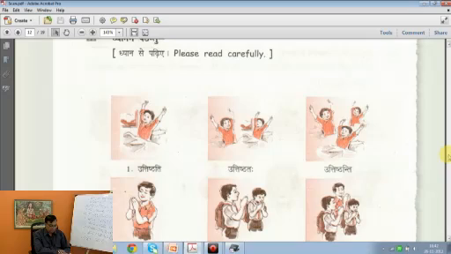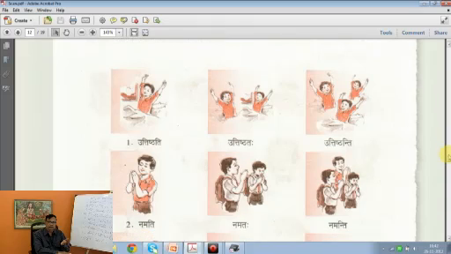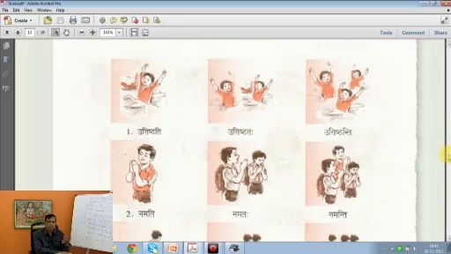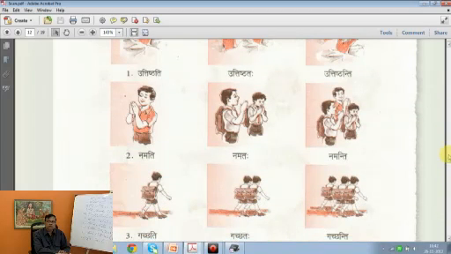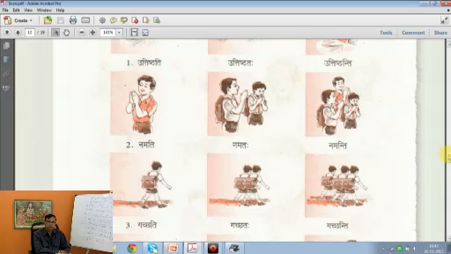Watch, we will read and see. Uttishtati, a boy is getting up. From the picture, Uttishtatah, same verb. Two boys are getting up. Uttishtanti, boys are getting up. I can translate it as is getting up, are getting up, or boy gets up, two boys get up, boys get up. So Namati, one boy salutes. Namatah, two boys salute. Namanti, boys are saluting or boys salute.